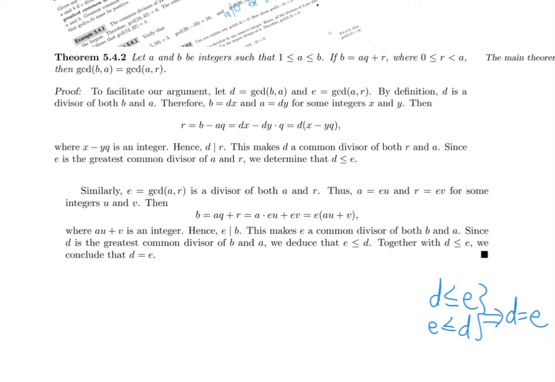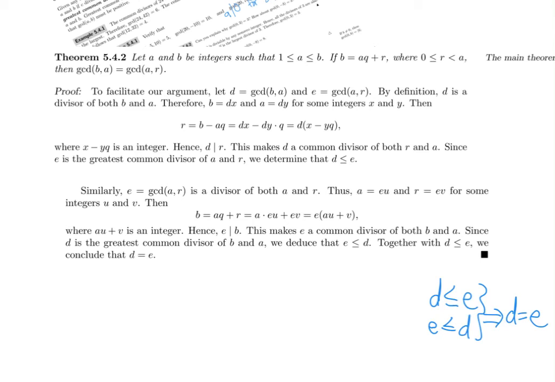Okay, so continuing with the proof, we know that e, which is the GCD of a and r, just by our definition, for the sake of our proof, is a divisor of both a and r. So it's a common divisor of a and r. That means we can write a as e times u, r as e times v for some integers u and v. Again, we're applying the definition of divides.